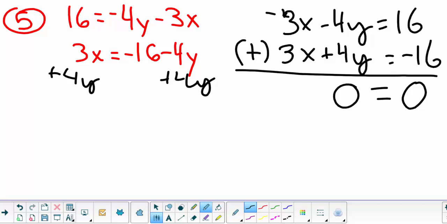All right, so we got 0 equals 0. The variable disappeared, but that is a true statement. So that's telling us we have infinite solutions. These two equations are actually the same line.